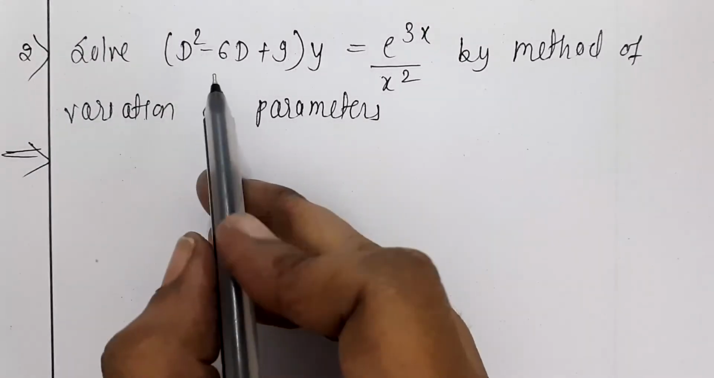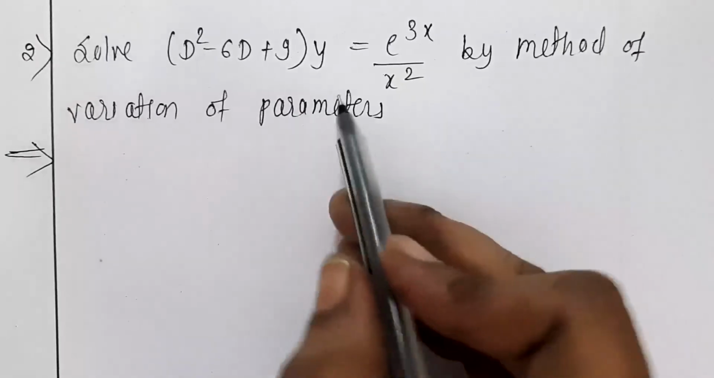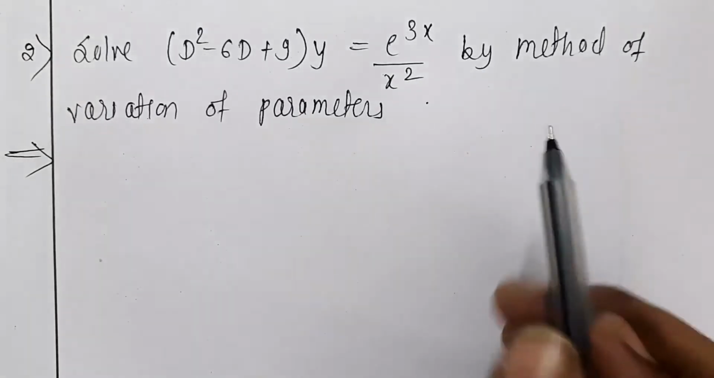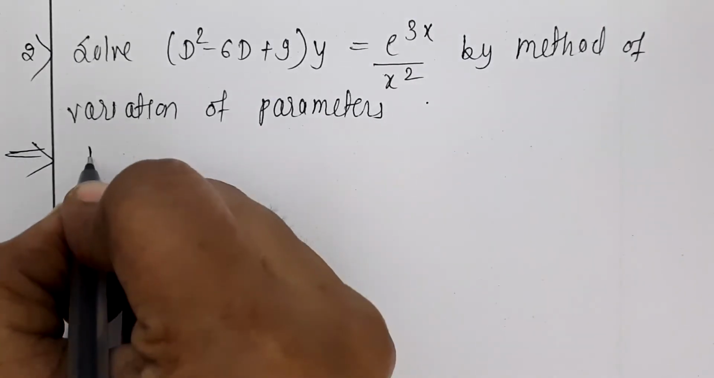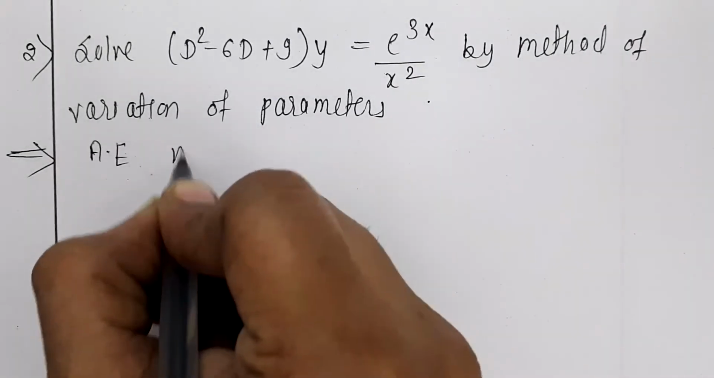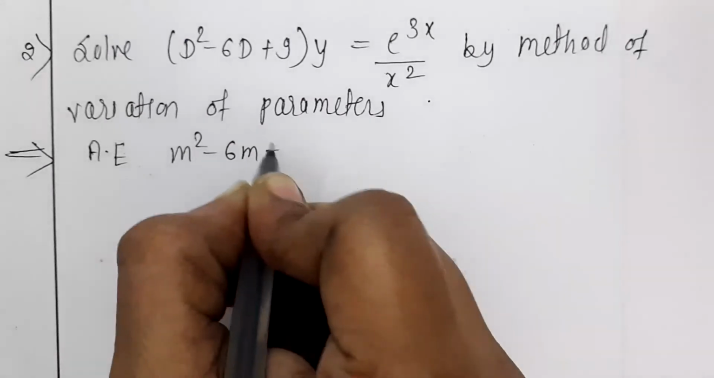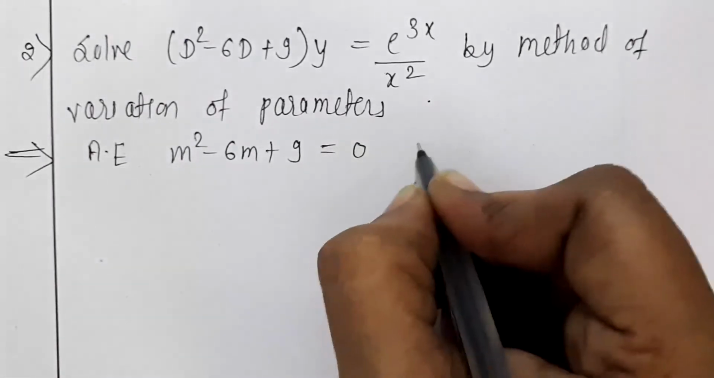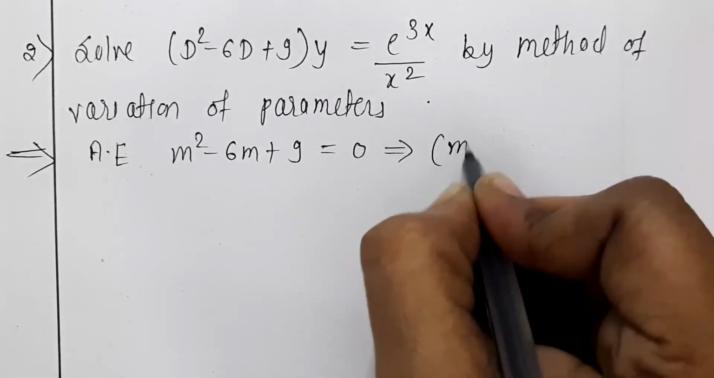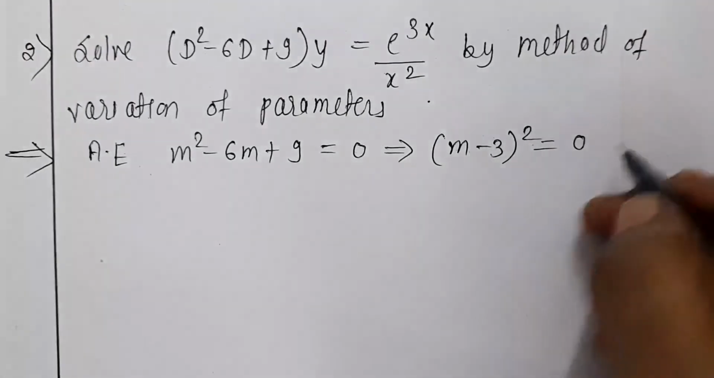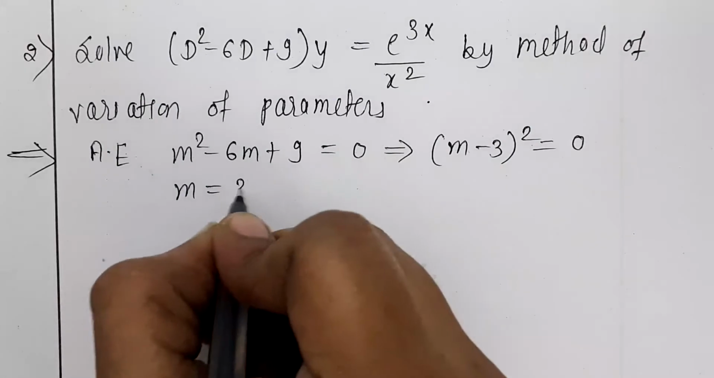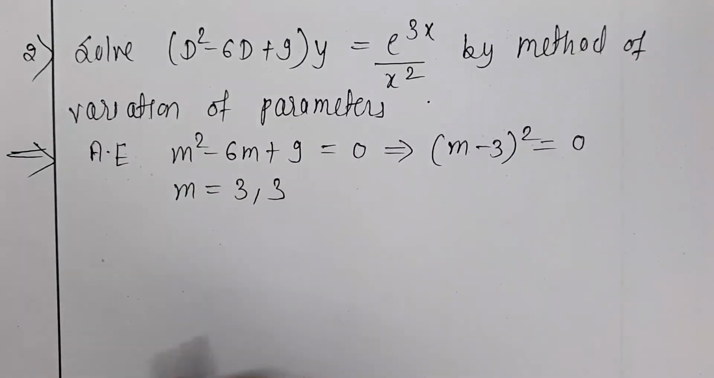Next example is solve d square minus 6d plus 9 into y is equal to e to the power 3x by x square by method of variation of parameter. Now first auxiliary equation: m square minus 6m plus 9 is equal to 0. This can be written as m minus 3 whole square is equal to 0. Now m minus 3 is repeated 2 times, so we get 2 roots, 3, 3.